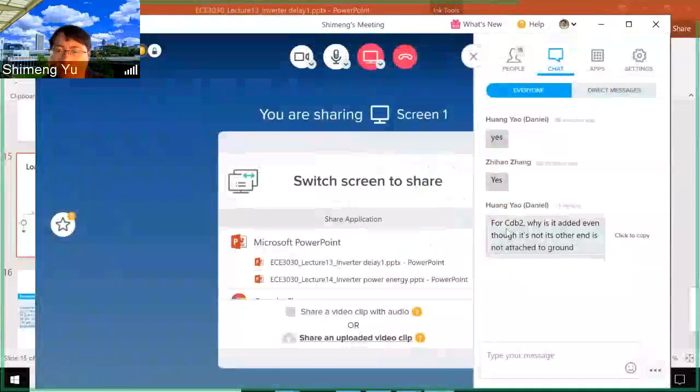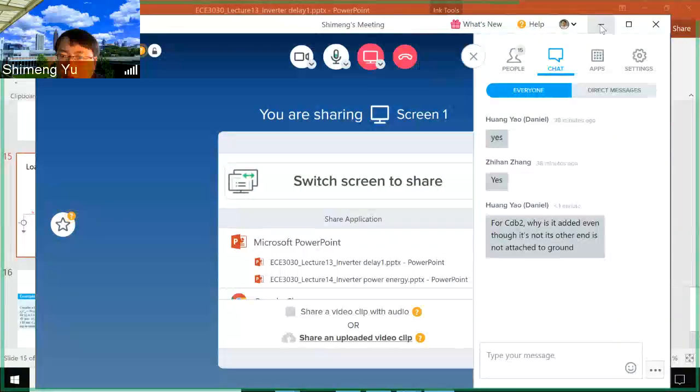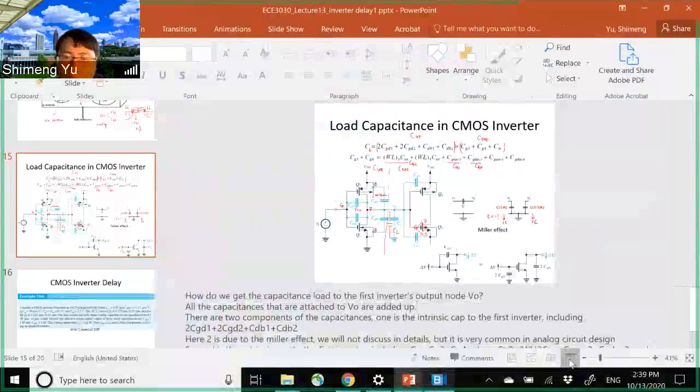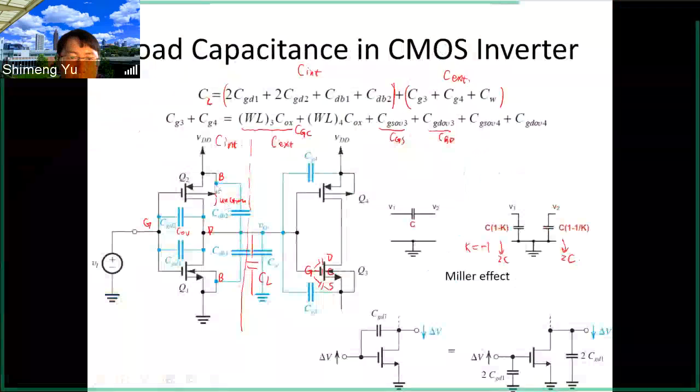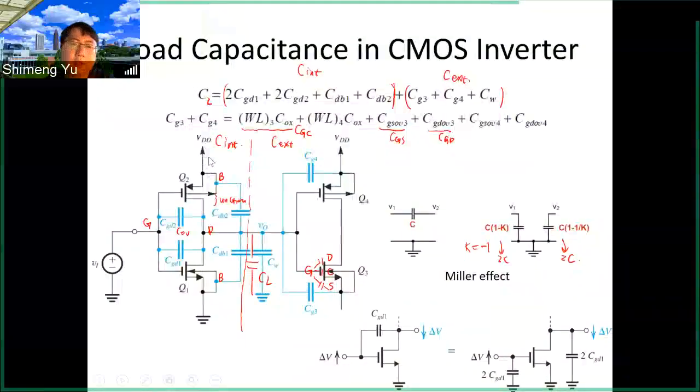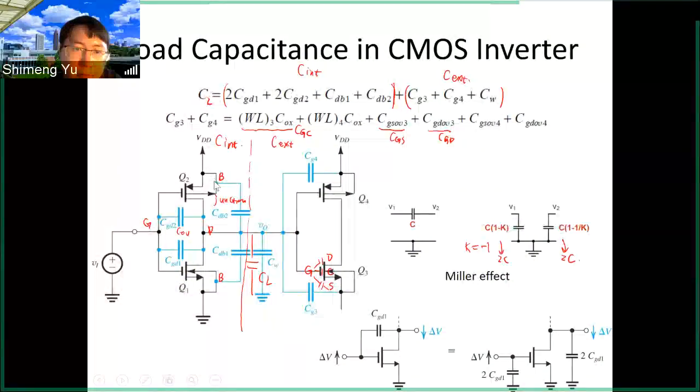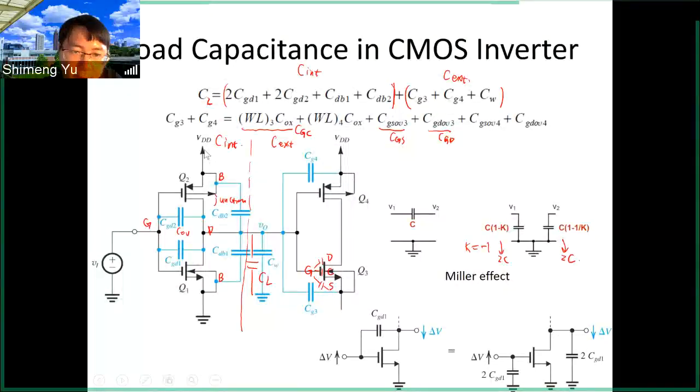But one question, for CDB2, why is it added even though its other end is not attached to the ground? CDB2. Okay, so that's a good point. To make it simple, when you look at this node, the other side is attached to VDD.